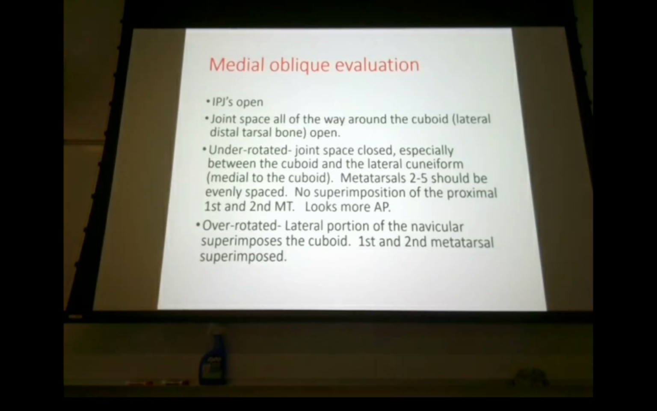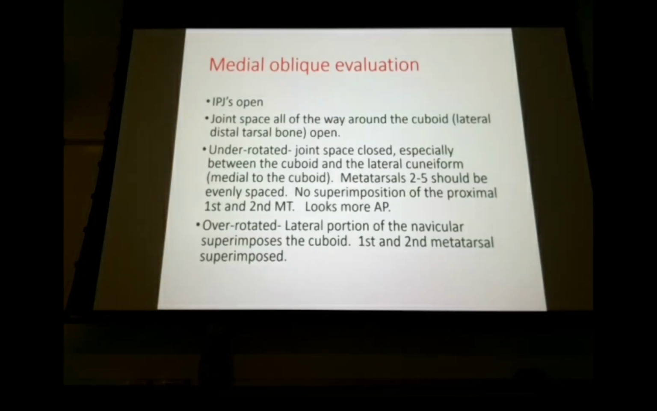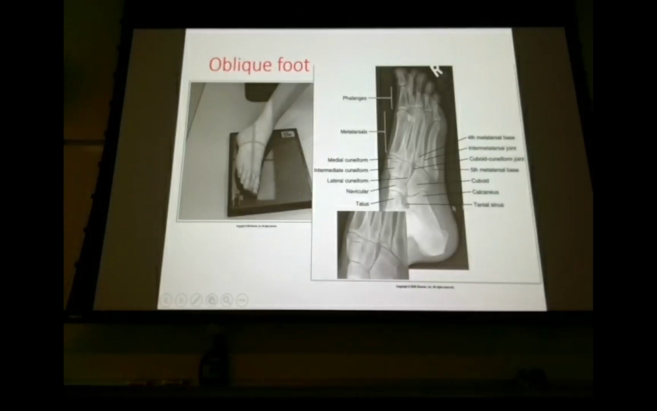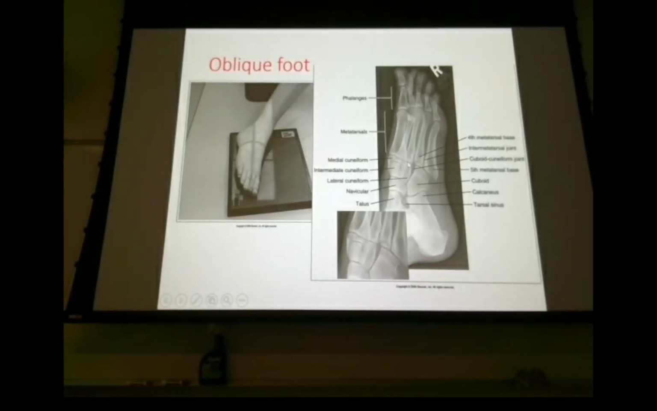So if you over-rotate, then you're going to have your navicular superimposing cuboid, and increased superimposition on the medial metatarsals as well. So that's what we're seeing. That's your navicular, and if we over oblique, we're going to start to close that joint space right there. So a good oblique should show us a joint space all the way around the cuboid. We should be able to see the separation between the third and the fourth, and the fourth and the fifth metatarsals.